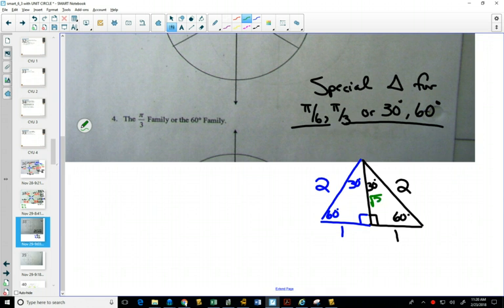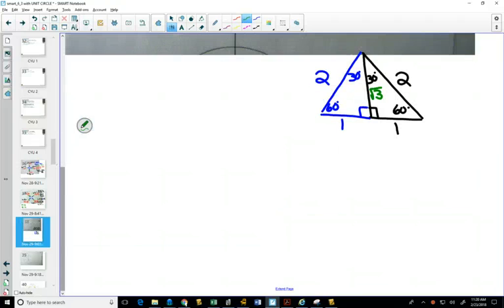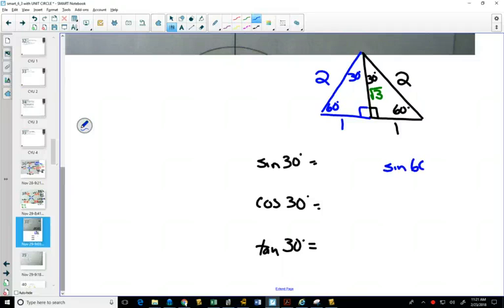Did you get it right? Square root of 3. Now we were able to get all of those values without the use of our calculator, and now that we have those values on there, we can figure out what sine of 30 degrees, cos of 30 degrees, and tan of 30 degrees are equal. We can also figure out what sine of 60 degrees, cos of 60 degrees, and tan of 60 degrees is equal to.